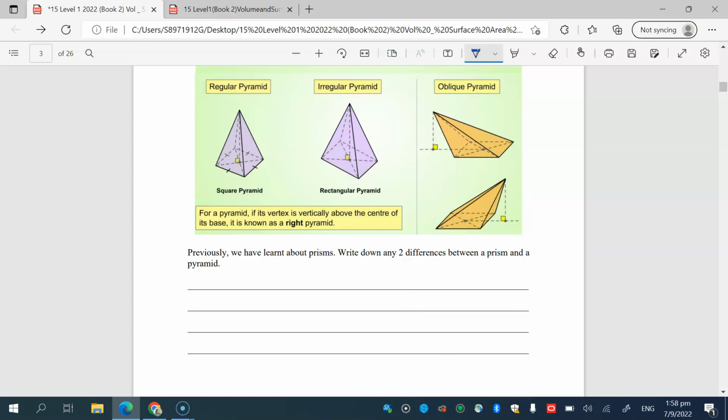Okay, so just now as I mentioned, for cross sections, the prism has a uniform cross section. Uniform cross section for prism. Okay, but then for pyramid, it is a non-uniform cross section.